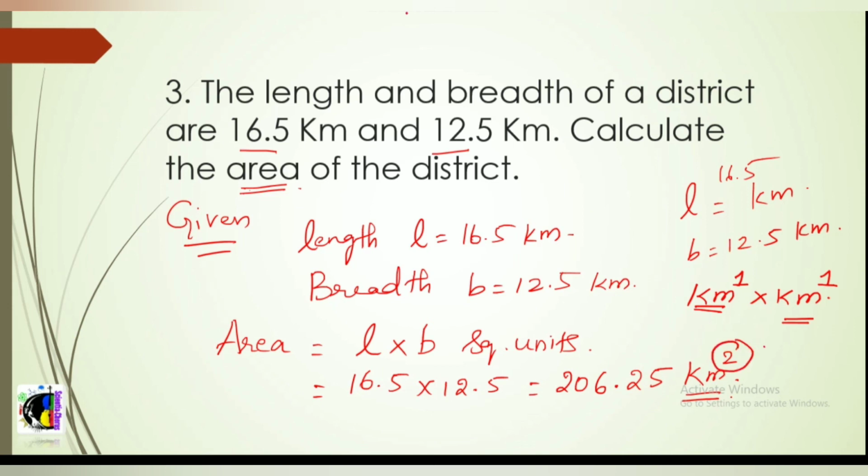Let us take another example where kilometer square into kilometer square. Just imagine now the bases are common, so you'll be writing common kilometer, and you'll be having powers 2 and 2. Since the bases are common, you need to add the powers. 2 plus 2, 4. In that way you need to mention the units. So this is the answer, 206.25 kilometer square.